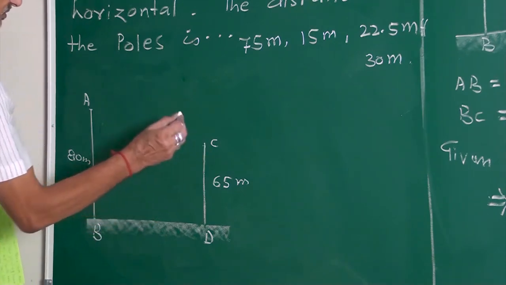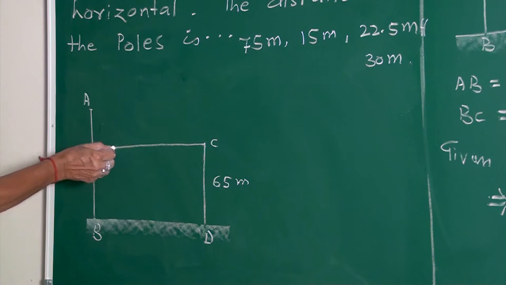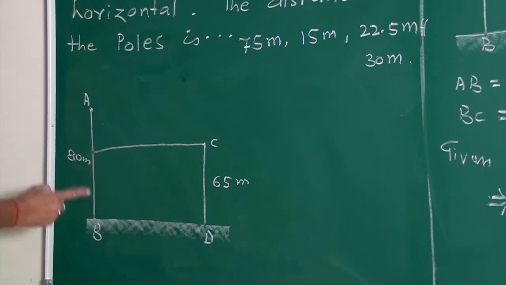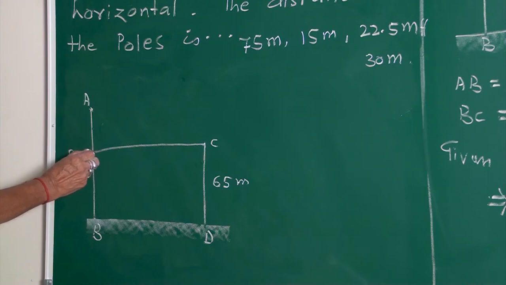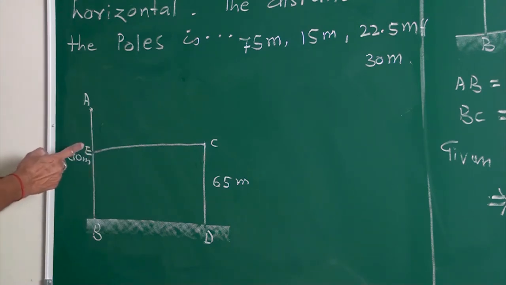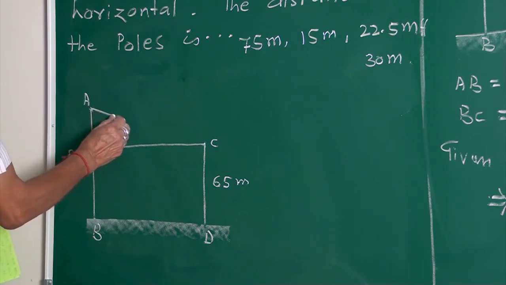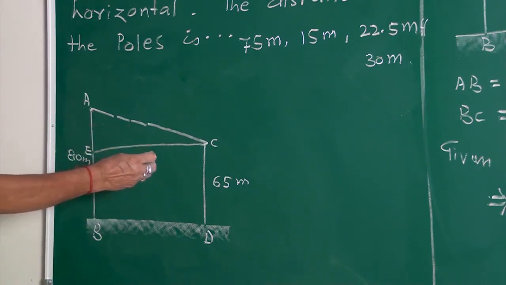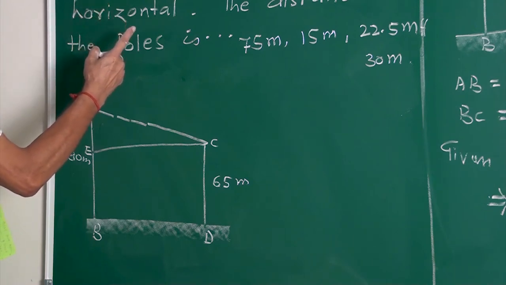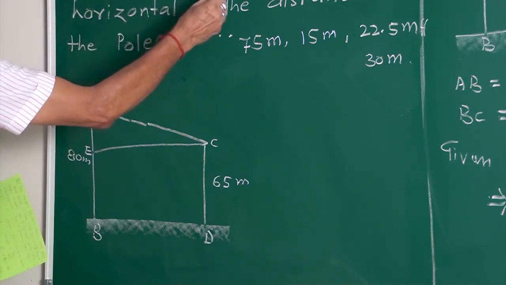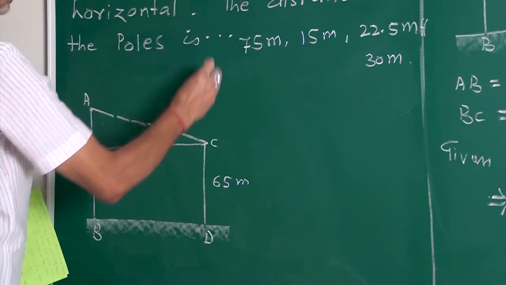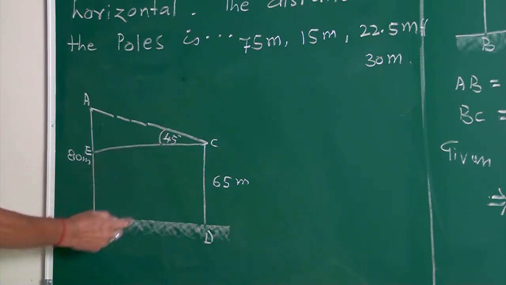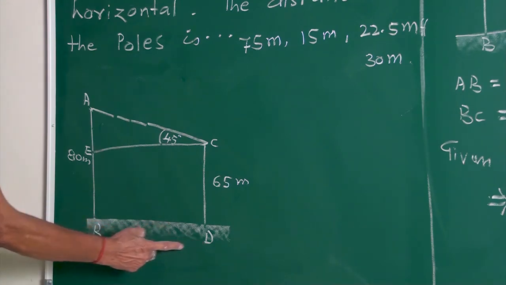These are the tops. Through C, this is the horizontal line. Then note the angle of elevation of the tops. This is A, B, C, D. You can take E. Then angle ACE is given as 45 degrees. Then you want to find the distance between the poles, so find BD.